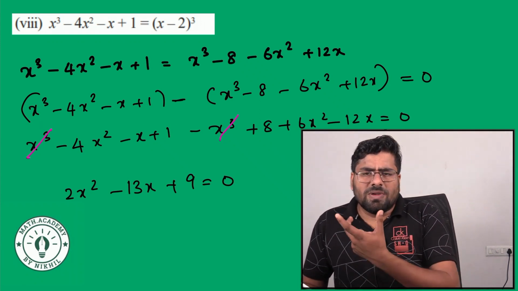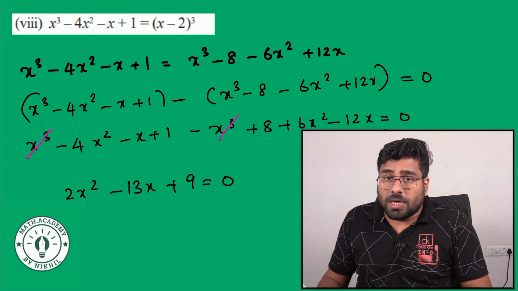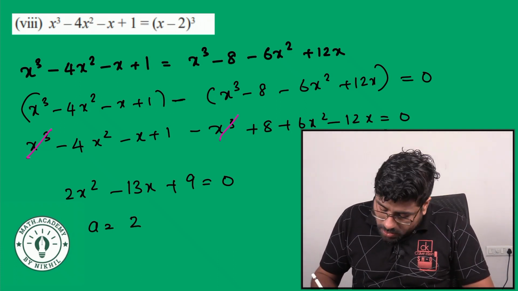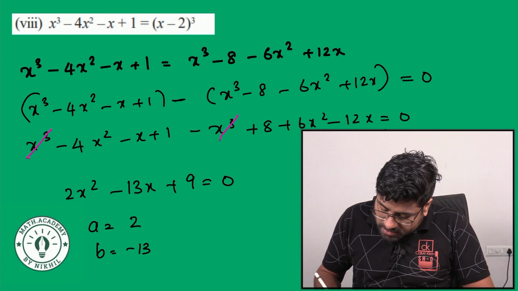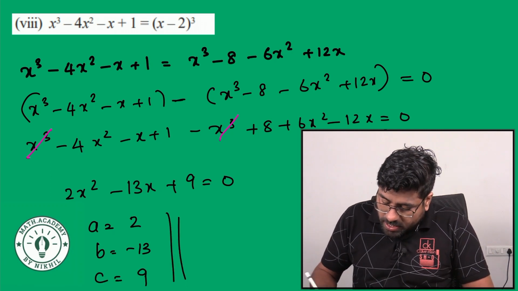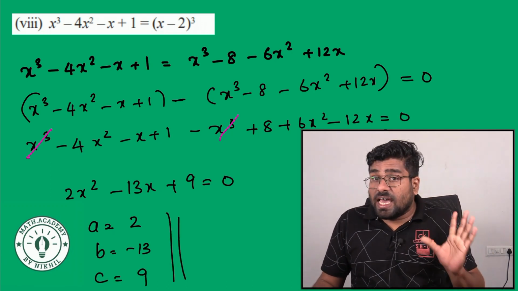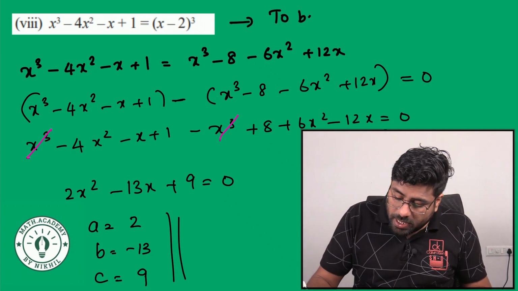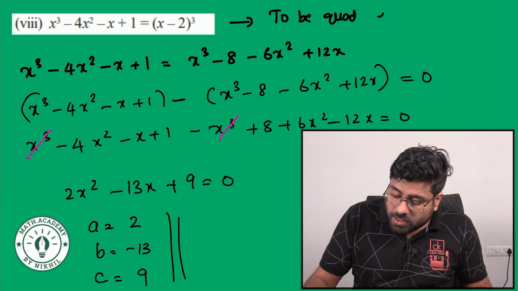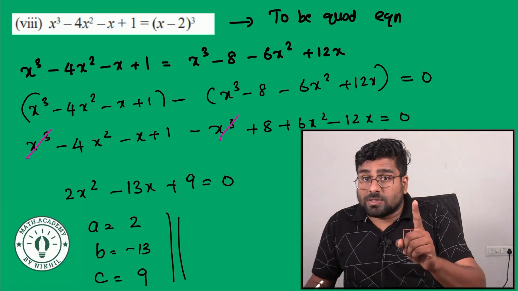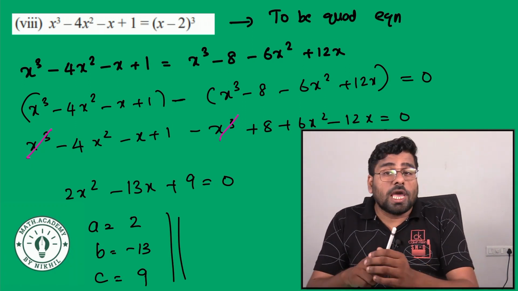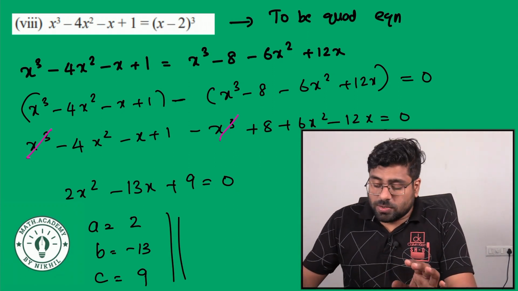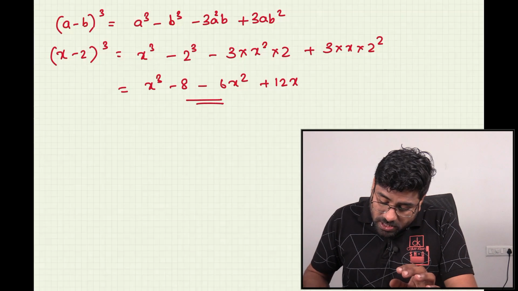Now let's simplify the expression. This simplification involves understanding a is equal to 2, b is equal to minus 13, and c is equal to 9. So we can say this is again a quadratic equation, because it satisfies the condition ax square plus bx plus c, where a is not equal to 0. So I hope this concept has been very much clear to you.